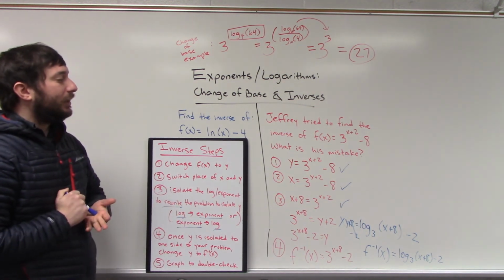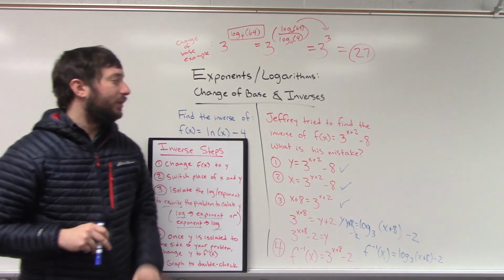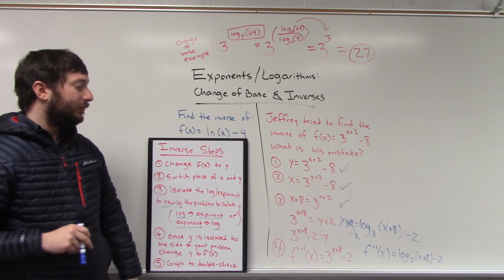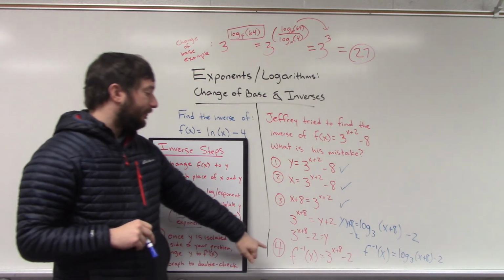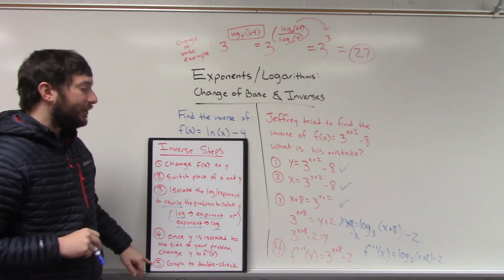Jeffrey is wrong. Yes, he did make this mistake. He did not change his exponent to a logarithm. But notice he stopped at step 4 here. You don't want to do that. Okay, that's why step 5 is so important.